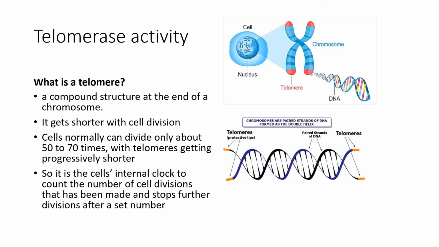Now we look at telomerase activity. First, what is a telomere? A telomere is a compound structure at the end of a chromosome, just like in the pictures. It gets shorter with cell division. The cell can normally divide only about 50 to 70 times, with telomeres getting progressively shorter. It is the cell's internal clock to count the number of cell divisions that have been made and stops further divisions after a set number.